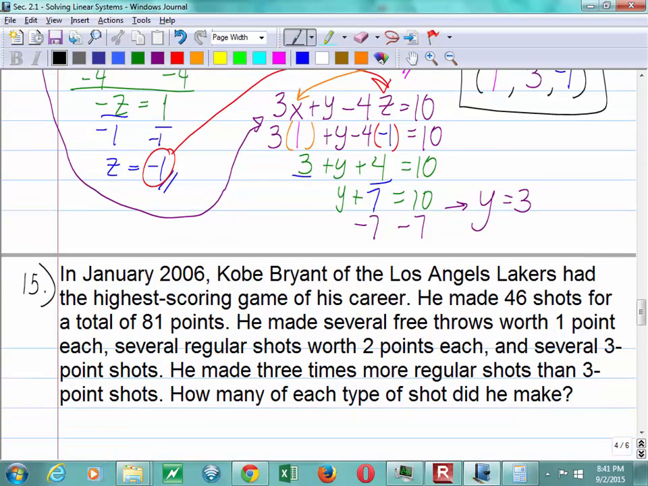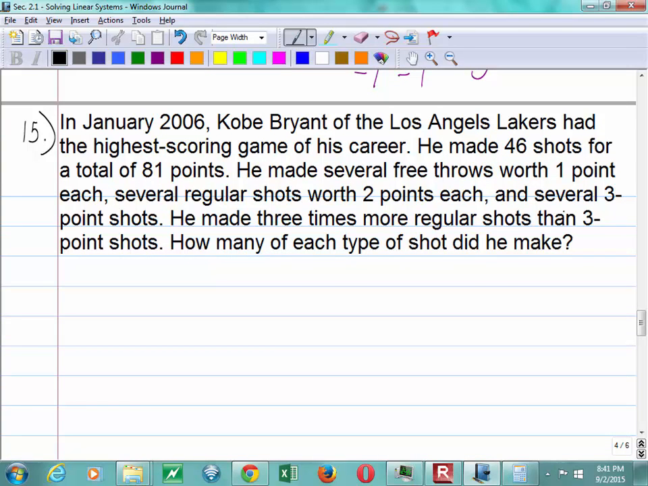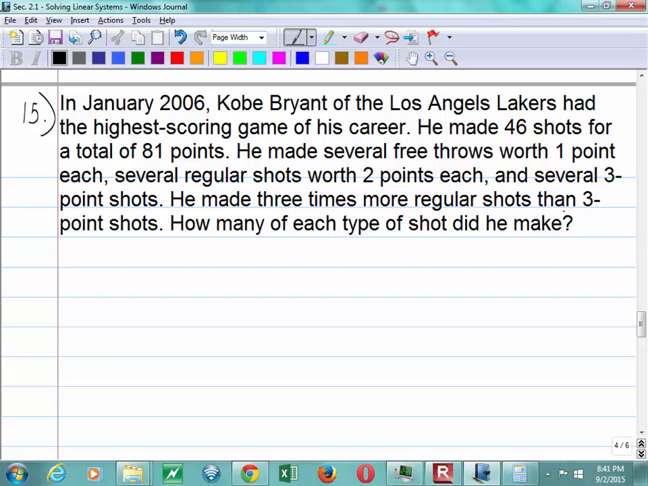Okay, so here is going to be a word problem with 3 variables. In January 2006, Kobe Bryant of the LA Lakers had the highest scoring game of his career. He made 46 shots for a total of 81 points. He made several free throws worth 1 point each, several regular shots worth 2 points each, and several 3-point shots. He made 3 times more regular shots than 3-point shots. How many of each type of shot did he make?